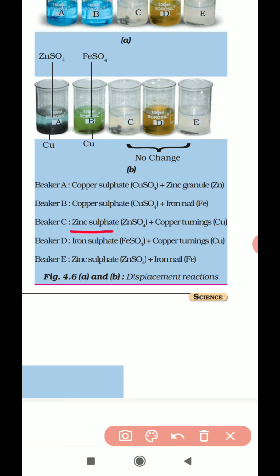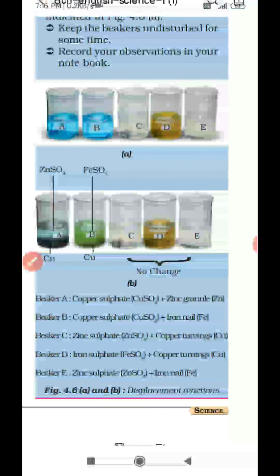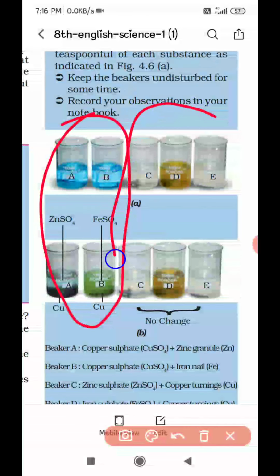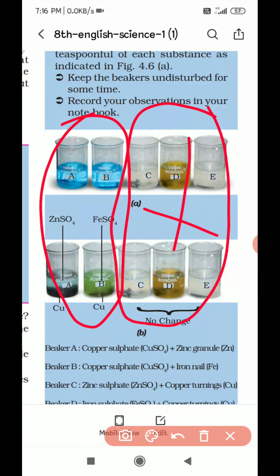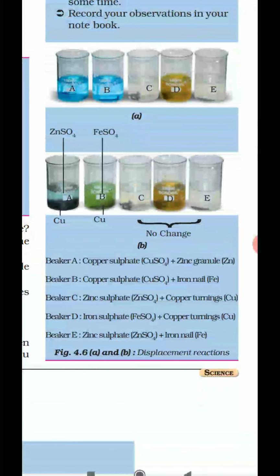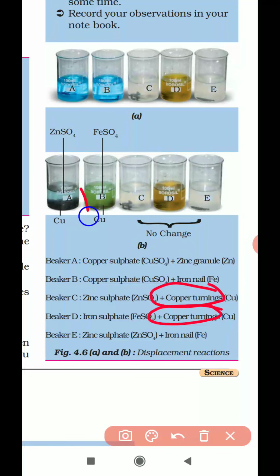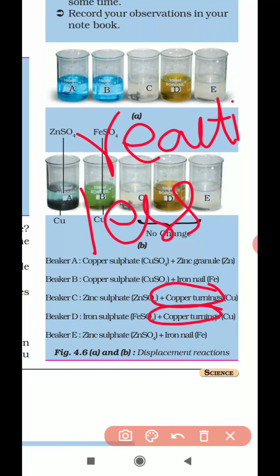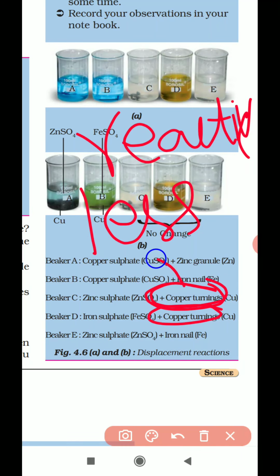When I add zinc sulfate, and if I add copper turnings, if I add copper to zinc sulfate, there will be no change. Look here. Only the first two beakers have changed color, whereas the third, fourth and fifth have not changed anything. Why? Because this copper is less reactive. This point is very, very important. This copper is less reactive. If this copper is less reactive, it cannot displace, it cannot remove the zinc.